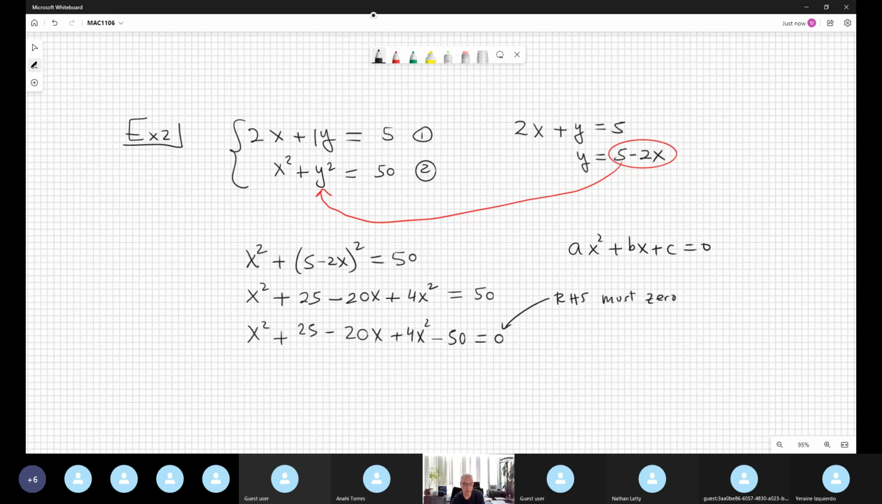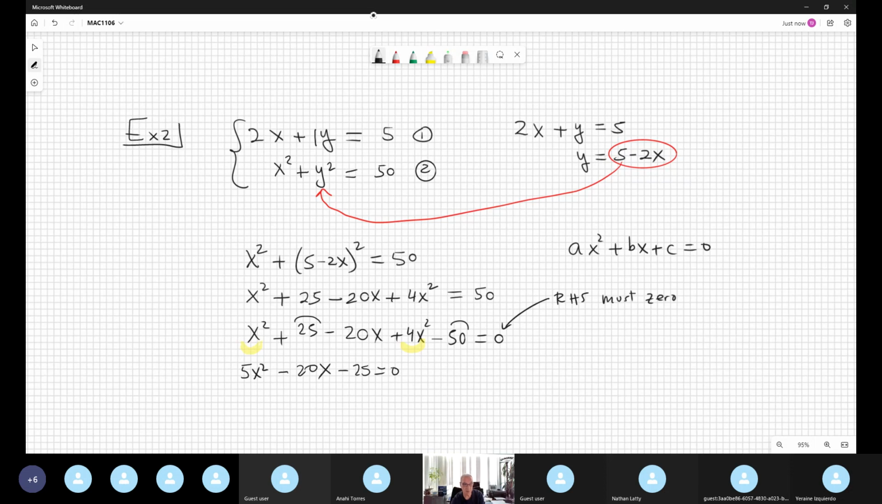When we combine the quadratic terms, this and this, look, this and this is 5x squared. Minus 20x stays the same, but 25 positive and 50 negative together is minus 25. Oh, nice. I like that. This equation is easier than the original. Now, one more time, I see, wow.